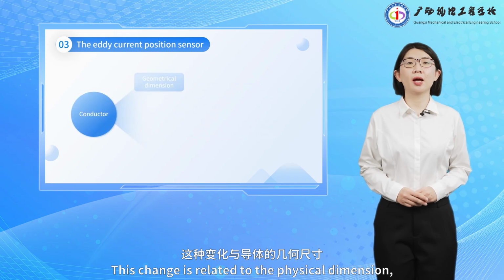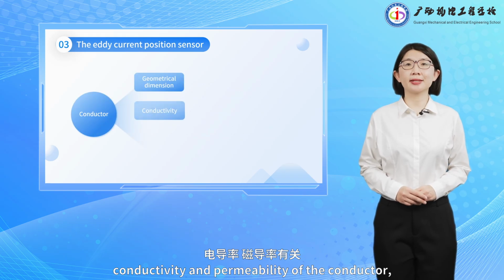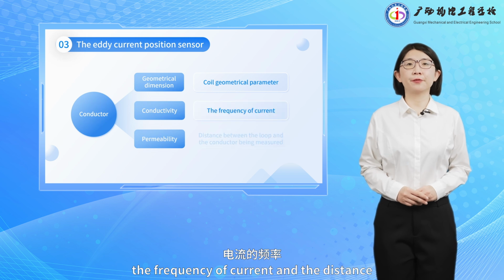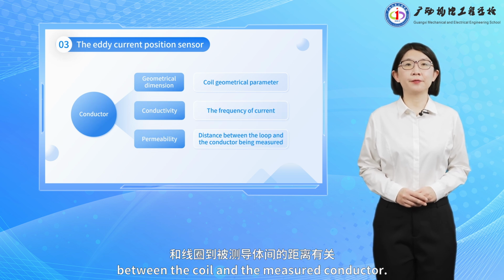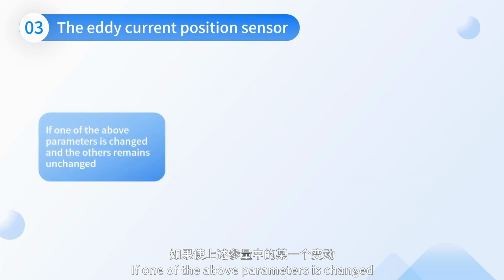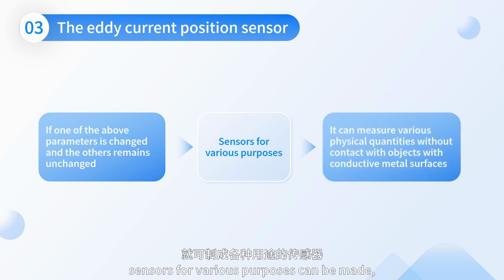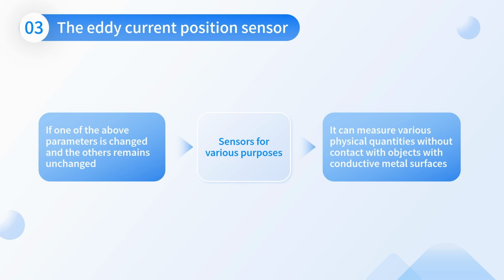This change is related to the physical dimension, conductivity, and permeability of the conductor, as well as the geometrical parameter of the coil, the frequency of current, and the distance between the coil and the measured conductor. If one of the above parameters is changed and the others remain unchanged, sensors for various purposes can be made, which can measure various physical quantities without contact with objects having conductive metal surfaces. The eddy current position sensor is made according to the principle of taking distance as a variable.